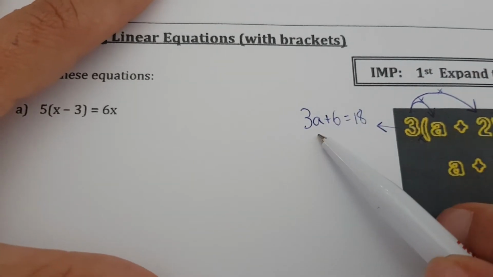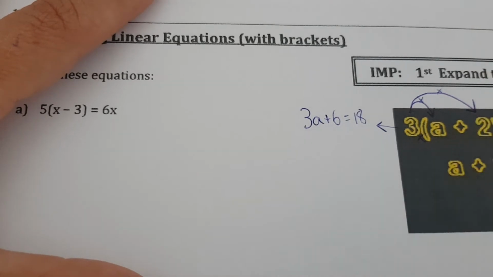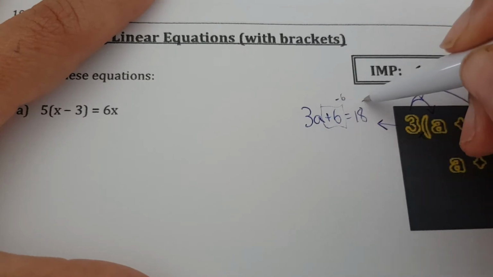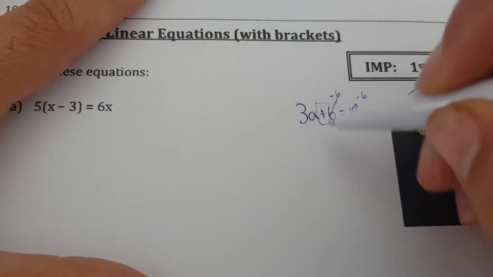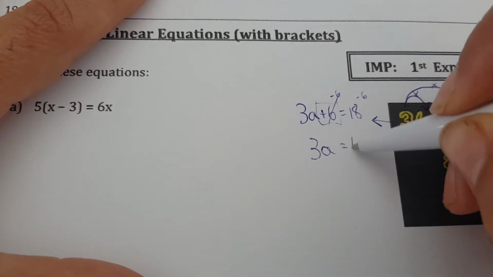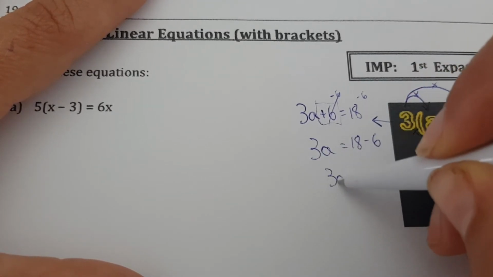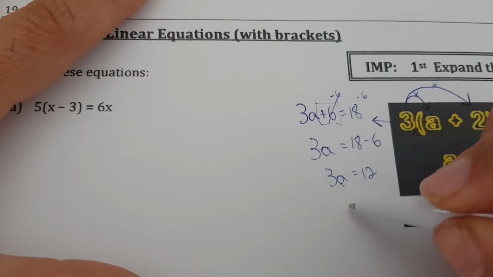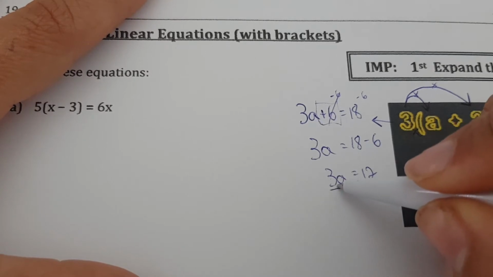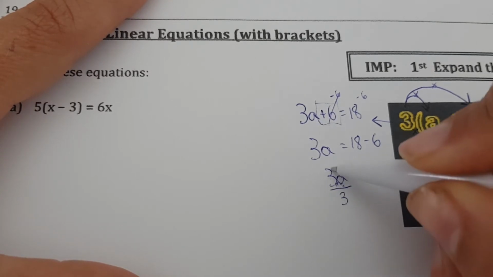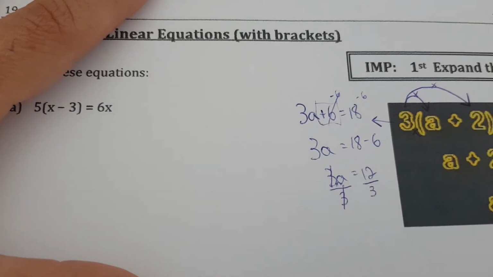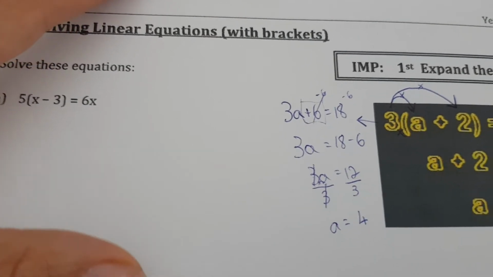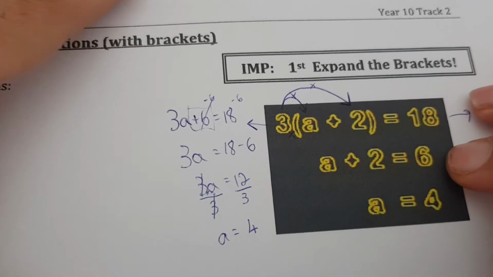If we continue this one, it's the same as what we did during the previous lesson. We eliminate the plus 6 by subtracting 6 on both sides. So that is eliminated, and we have 3a equals 18 minus 6. So 3a is 12. Then to find a, you have to eliminate the 3. Instead of multiplying, the opposite is dividing, and we do that on both sides. So a is 4.